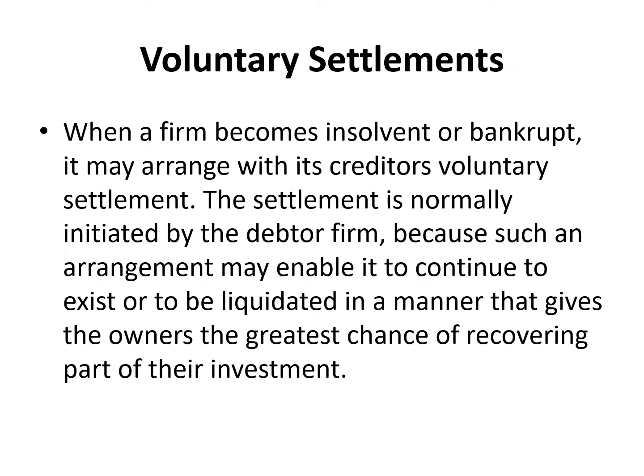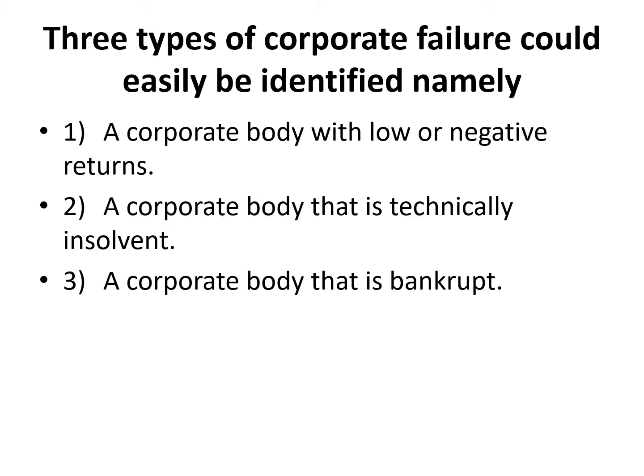What about the voluntary settlements? This happens when a firm becomes insolvent or bankrupt, so it may arrange a voluntary settlement with its creditors. This settlement is normally intended by the debtor of the firm because such an arrangement may enable it to continue or not. So we have to talk with our debtors, we have to talk about our stockholders, and we have to make a settlement.